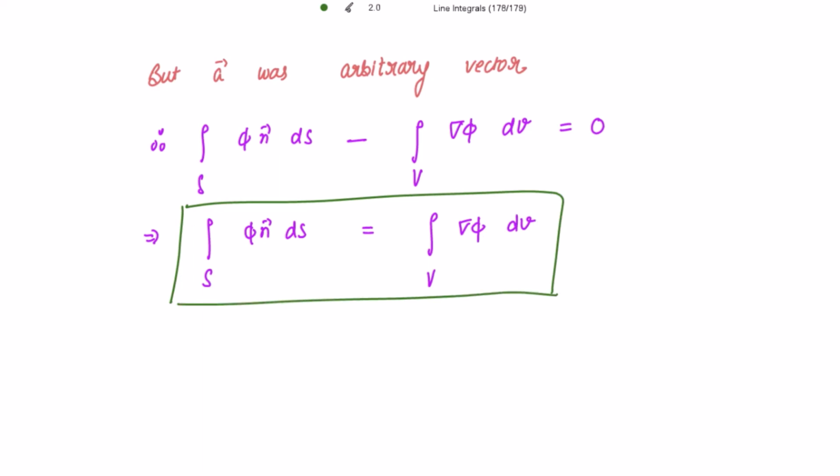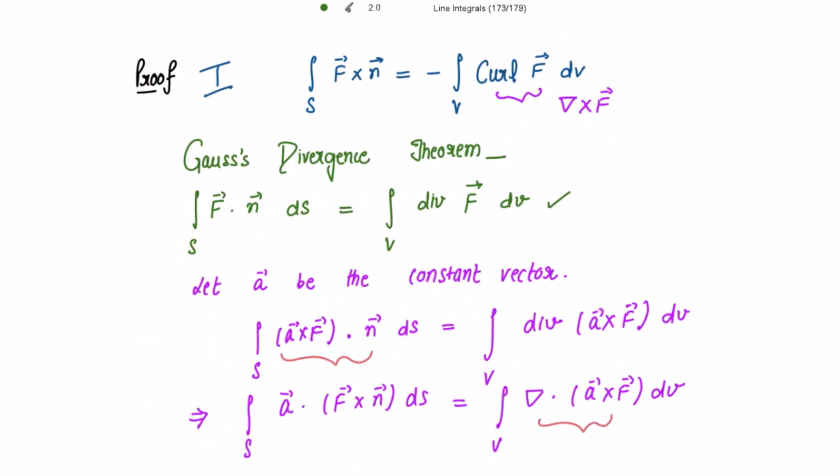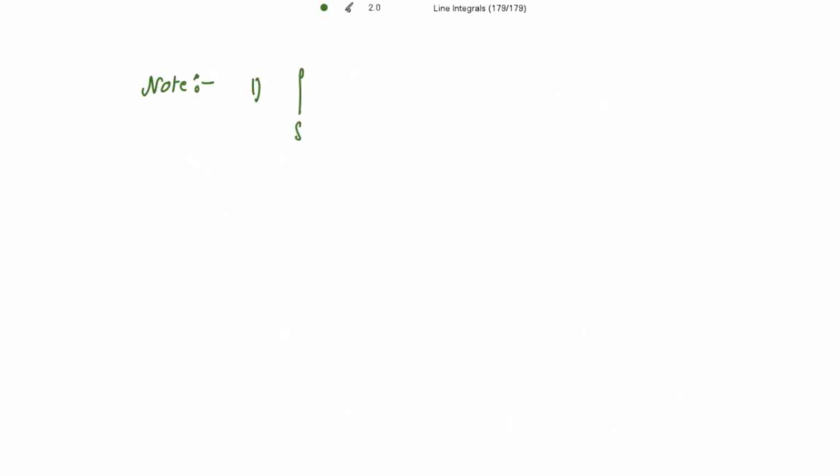Let me write all these three results together. For Gauss's divergence theorem, I am taking the dot product as n vector dot f vector, that is the surface integral of n vector dot f vector ds. I have written n vector dot f vector instead of f vector dot n vector for the Gauss's divergence theorem result. So this is equal to the volume integral of divergence of f vector dv.